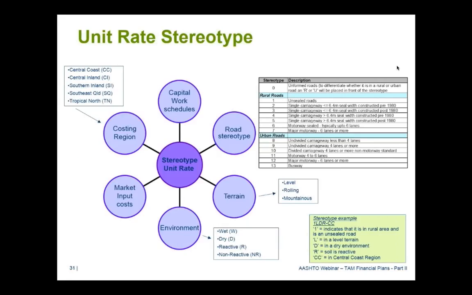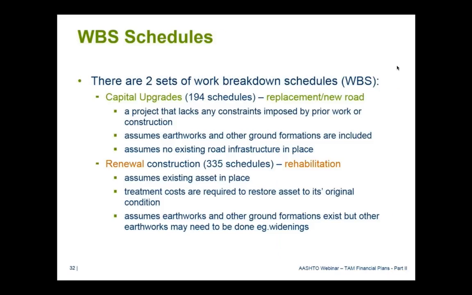Into some of the detail there, we have work breakdown structures or schedules covering a range of our capital works programs for each stereotype, and each stereotype is then adjusted according to the terrain, the environment, and the region that it's in. And a significant input to that overall process is market input costs for labour, plant, and materials, covering basically at a basic costing level. We develop the cost for each of those stereotypes.